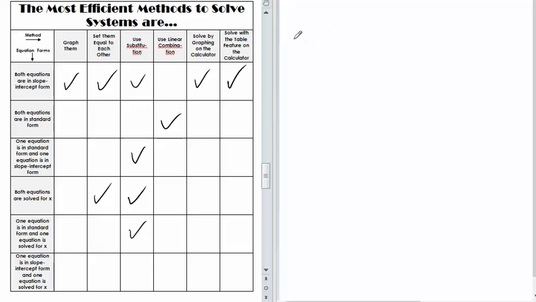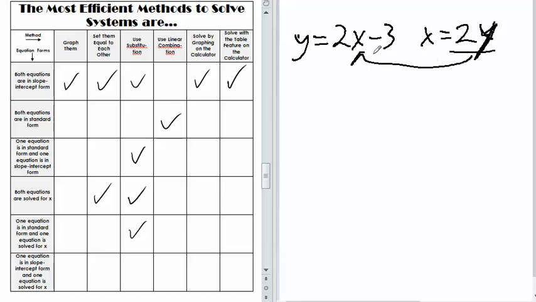One equation is in slope-intercept form, so y equals 2x minus 3. And one equation is solved for x, x equals 2y, sorry, solve for x. Okay, so on this one, again, we can't graph it because we don't really know how to graph these unless we solve it for y, which we could do. Set them equal to each other? There's really nothing to set equal to each other, but we can use substitution. So I'm going to take that, and I'm going to put it where the x is. And we get y equals 2 times whatever x is, which we know is 2y minus 3. And then we would solve that one out.